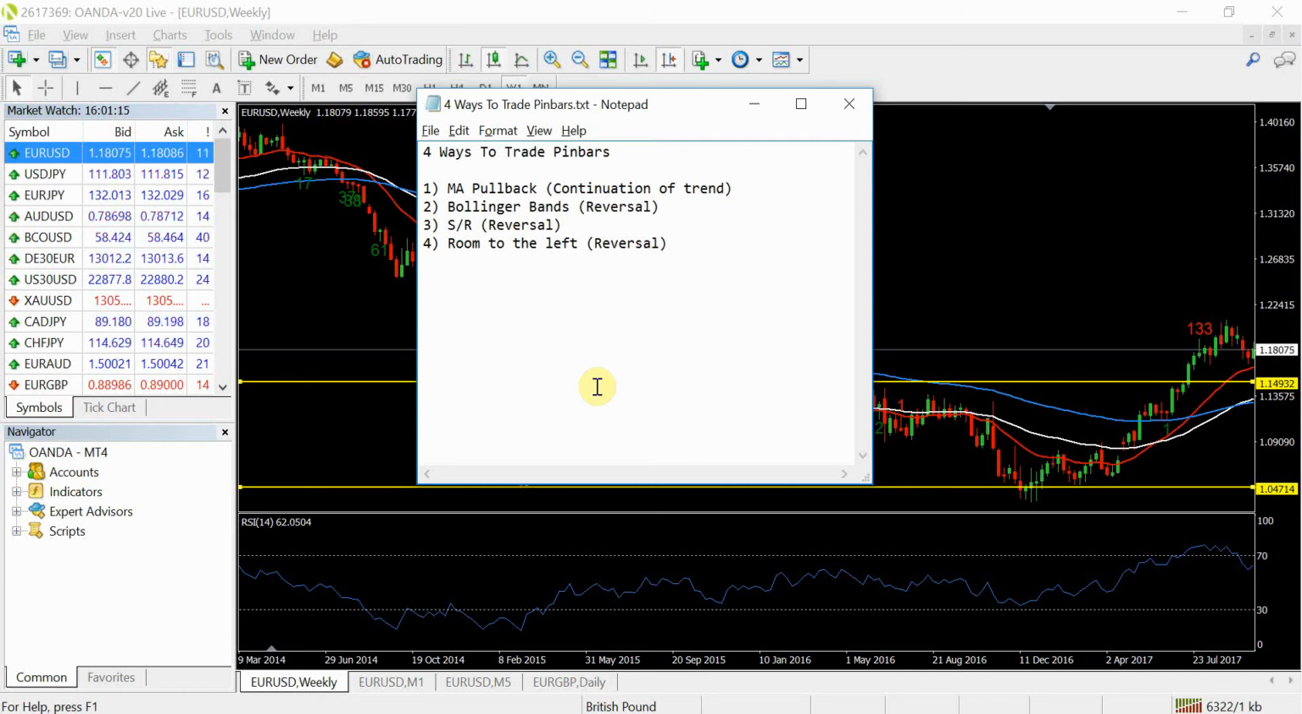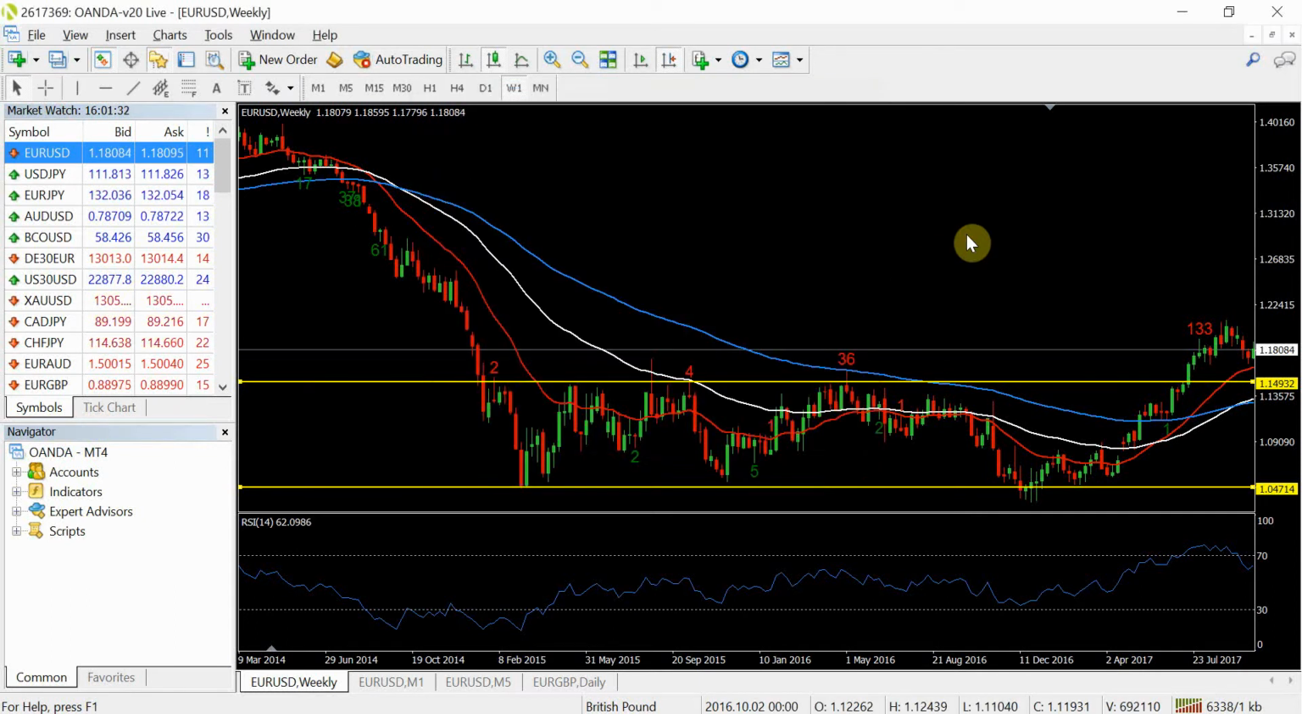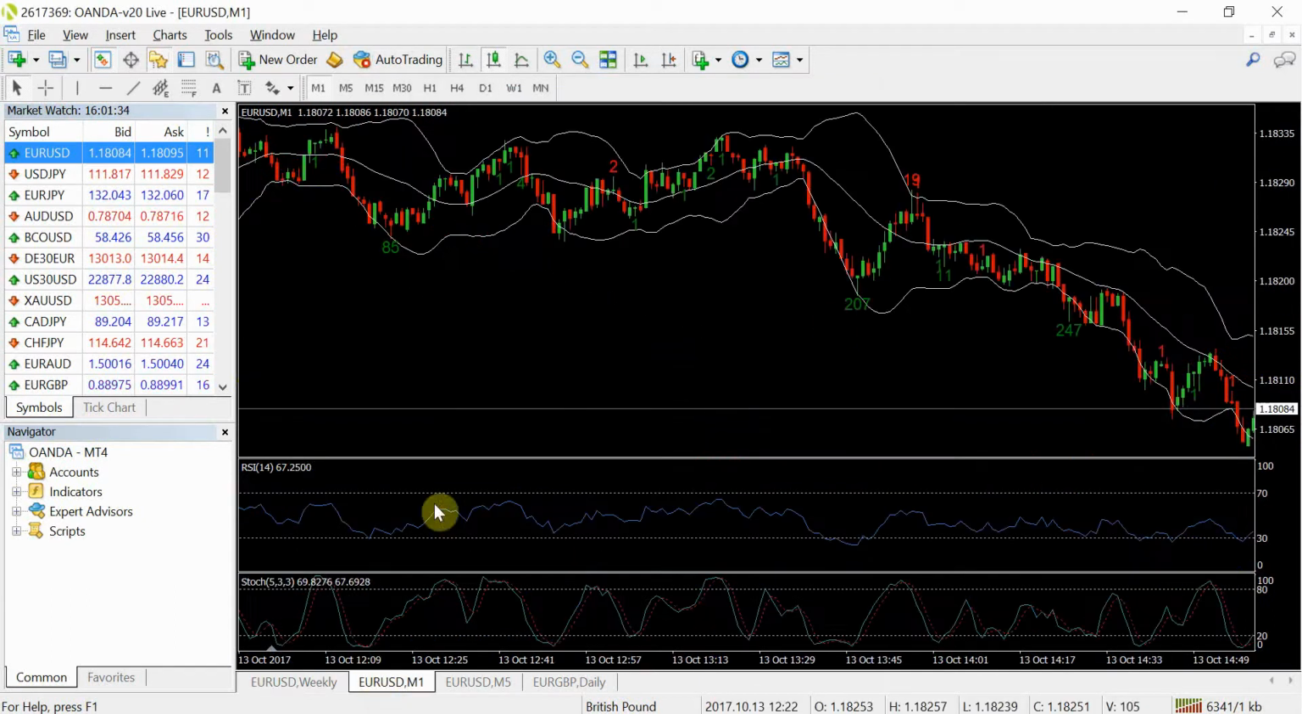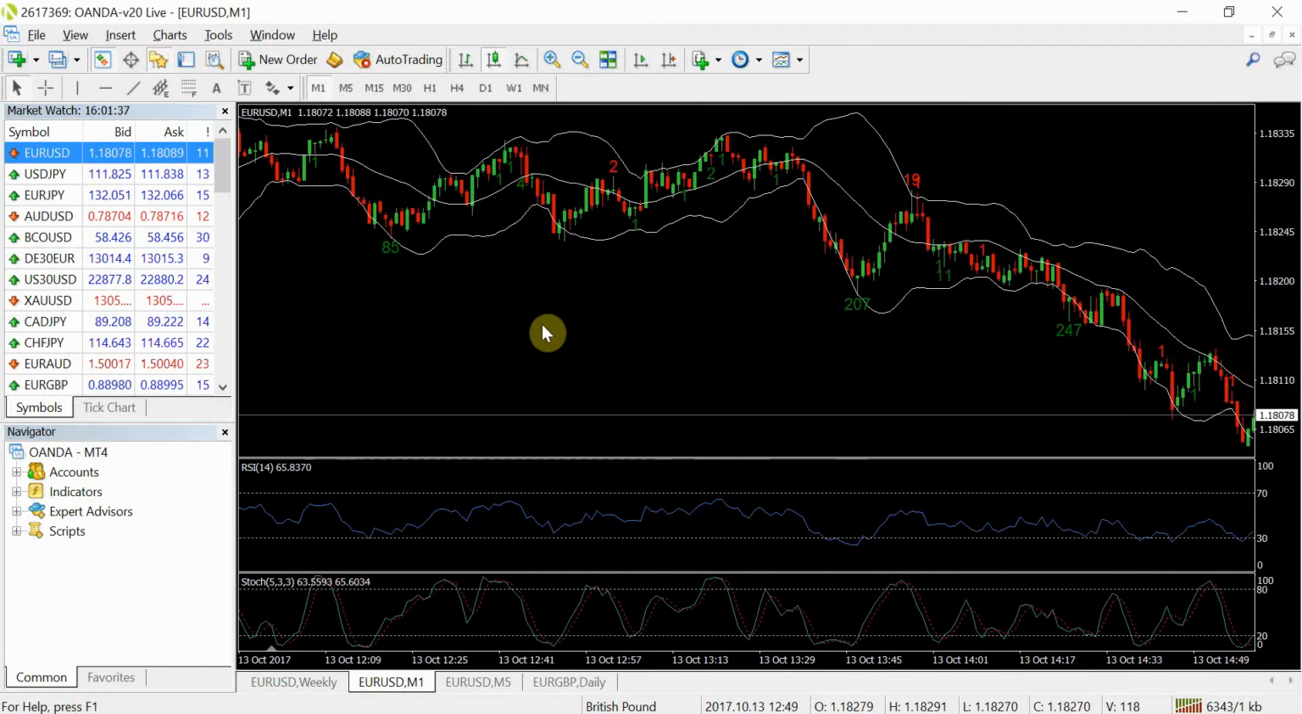Again, I'll show you an example of that, and I'll also try to show you confluence examples like I did with the moving average one, more than one reason why price will then turn, to give you better confidence in that trade. In this example, we're using the Euro USD on a 1 minute time frame, just to show you that you can use pin bars on different time frames, with a different level of criteria for the pin bar.